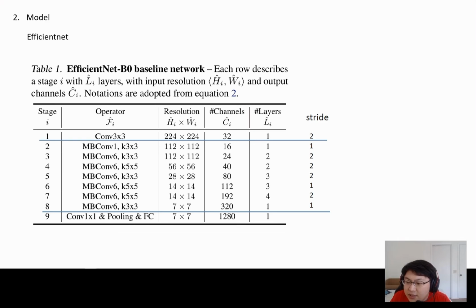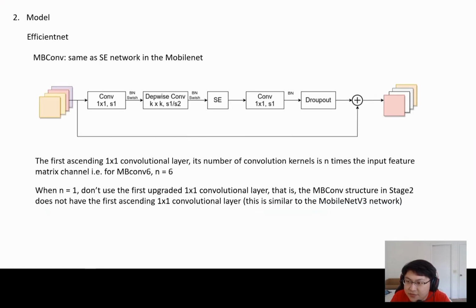The layers indicates how many times the operator is repeated. The stride can be inferred from the resolution information. It only corresponds to the stride of the first operator of each stage, and the remaining strides are 1 by default. The MBConv is just the same as the mobile convolution layer in MobileNet. Here shows a clear view of the MBConv.